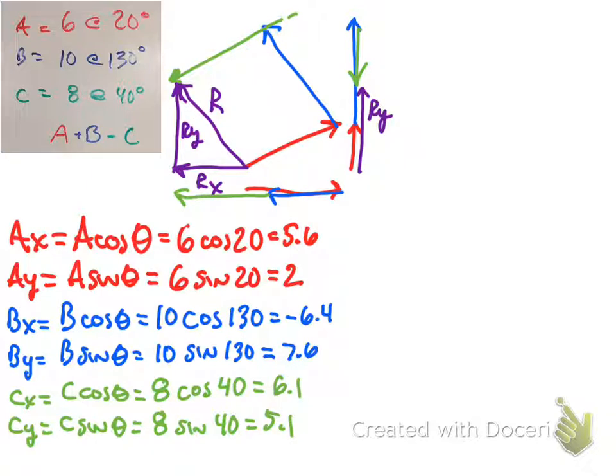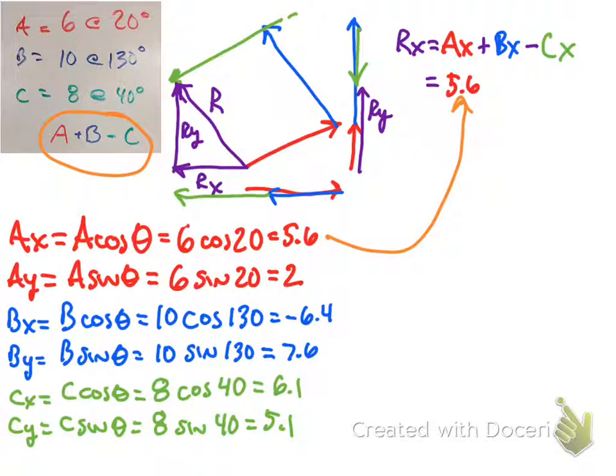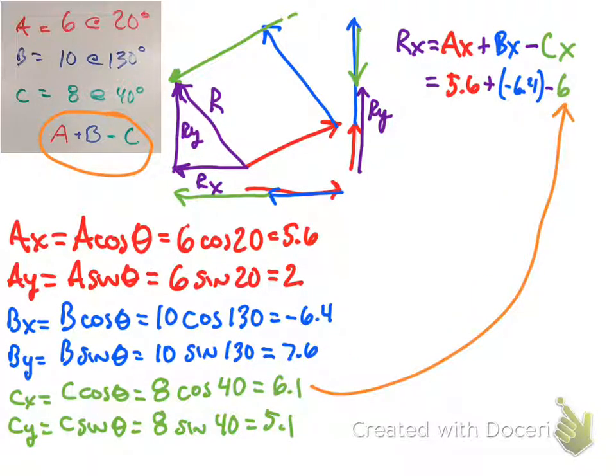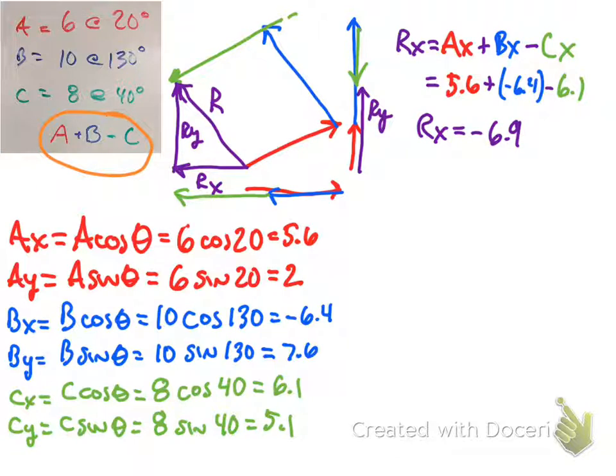Then again, remember, we want to work with this right triangle. We need to get RX and RY to use the Pythagorean theorem. So RX is AX plus BX minus CX. We follow the same code that we were given at the beginning, which is A plus B minus C. So we bring our AX value over and our BX value over, which was negative 6.4. And then our CX, we do minus the 6.1. And we get an X resultant of negative 6.9.